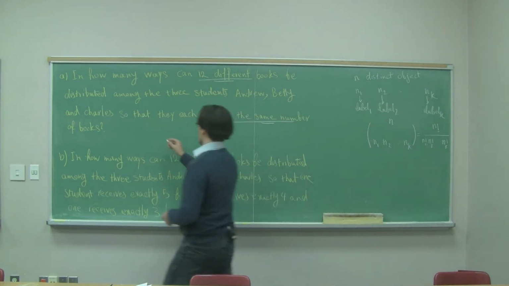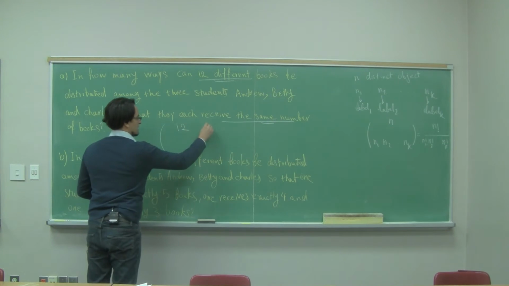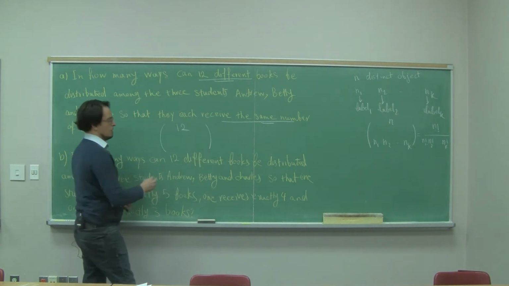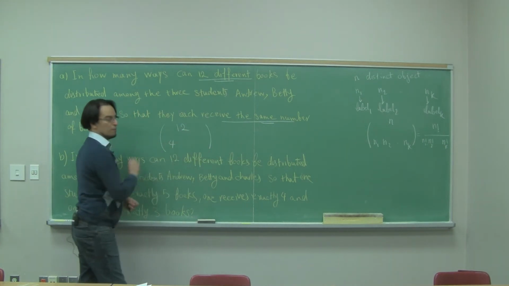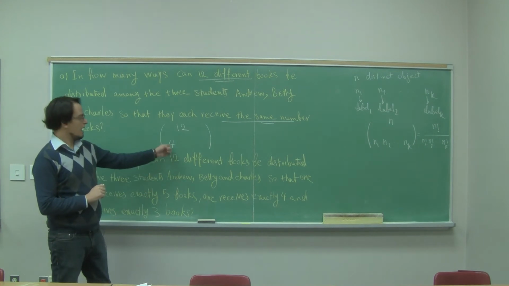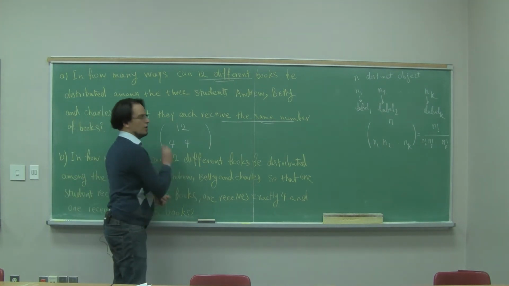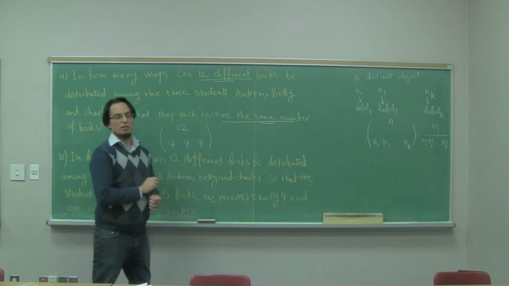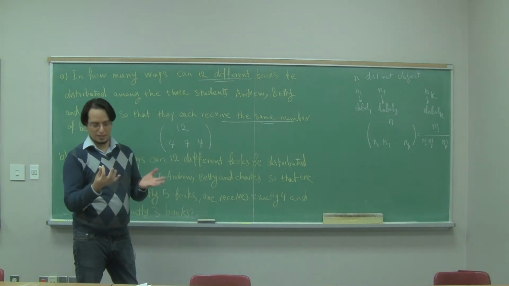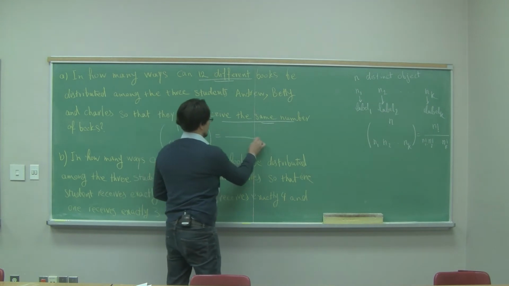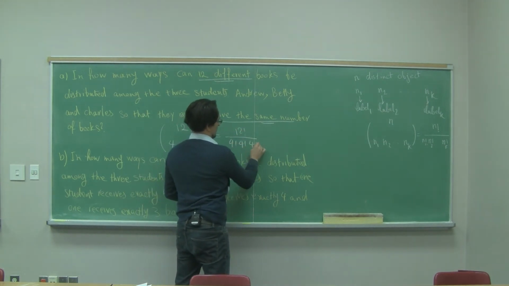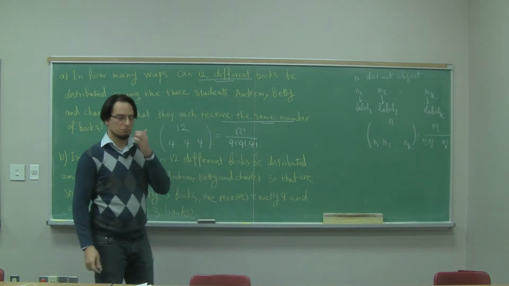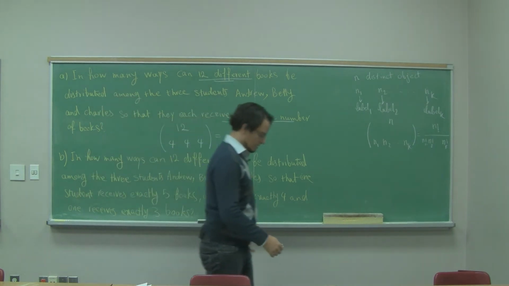Well, then everything is there. We have 12 distinct objects, books, and we want to label 4 of them by Andrew, 4 by Betty, and 4 by Charles. Their names, I mean. So then this is 12 factorial over 4 factorial, 4 factorial, 4 factorial. That's it. Part A is done.